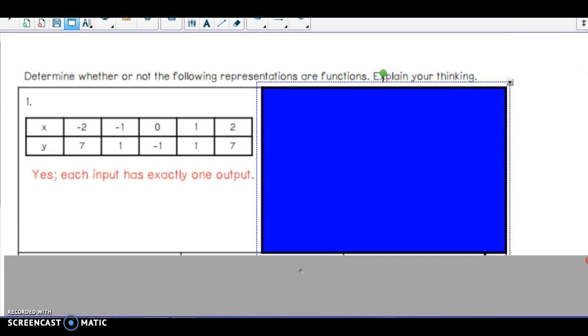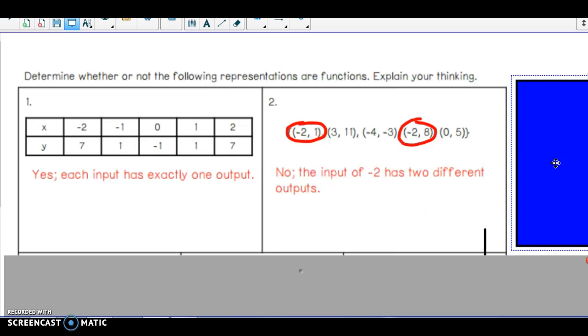The next one is not a function. The reason it's not a function is because of the circled ordered pairs. This is a list of ordered pairs that we sometimes look at instead of having the values in a table. The first ordered pair has an input of -2, resulting in an output of 1. Down here, we see the same input, but a different y value. This is going against the definition of a function, so this is not a function. An input cannot have two different outputs.